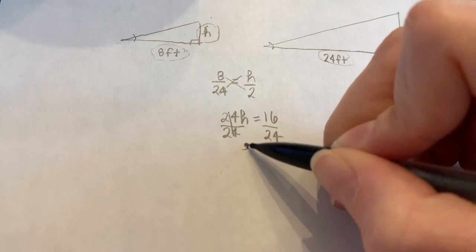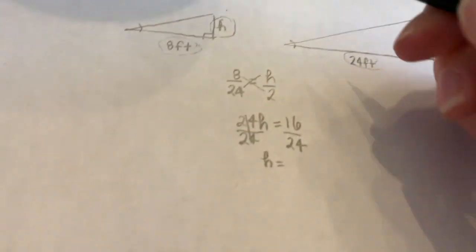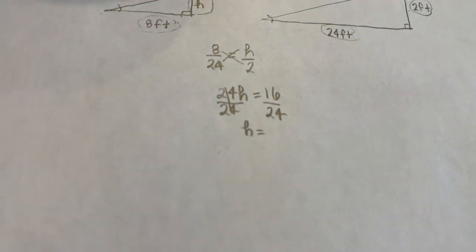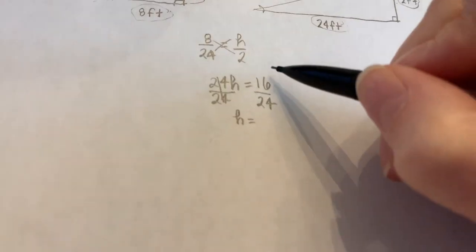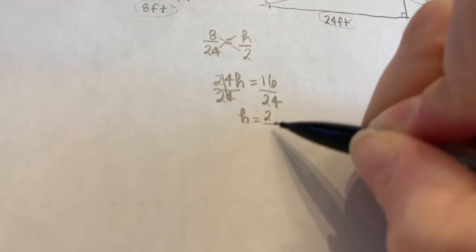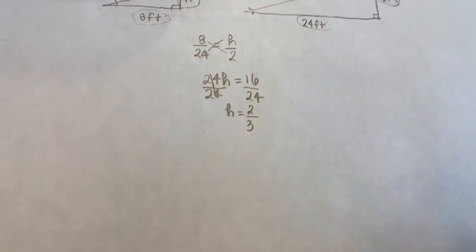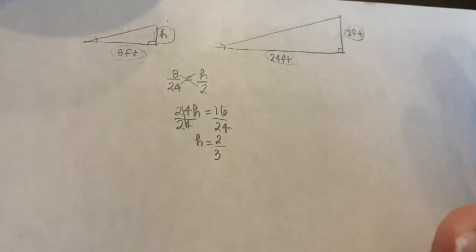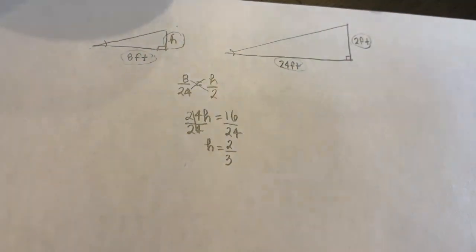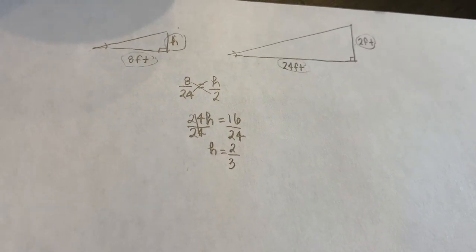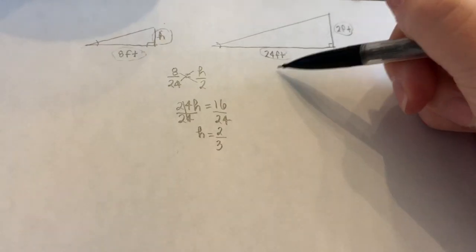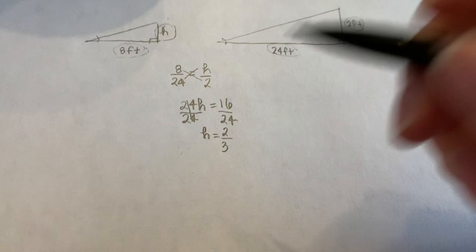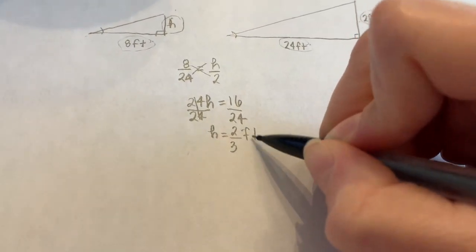And I'm going to get h is equal to, we can divide both of these by 8. So this will be 2/3. So this problem, when I included this, I was thinking about maybe not including it because it's a little bit tricky, because they gave us the units in feet. So this is 2/3 of a foot.